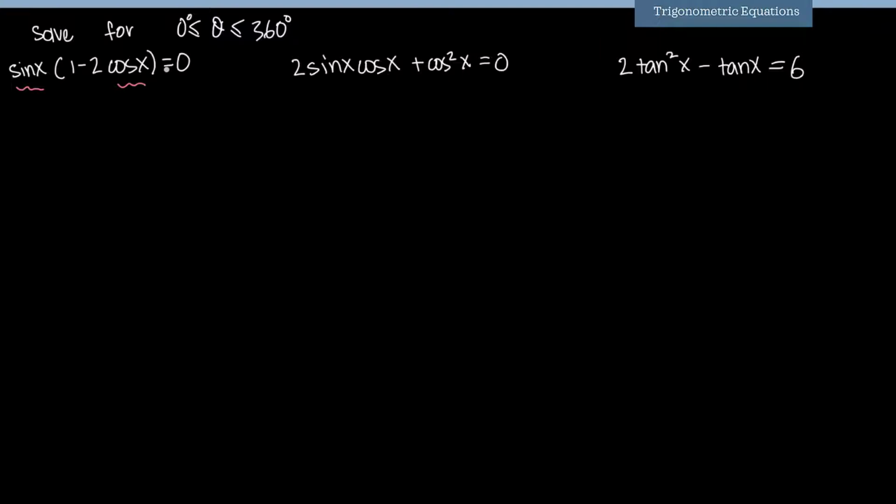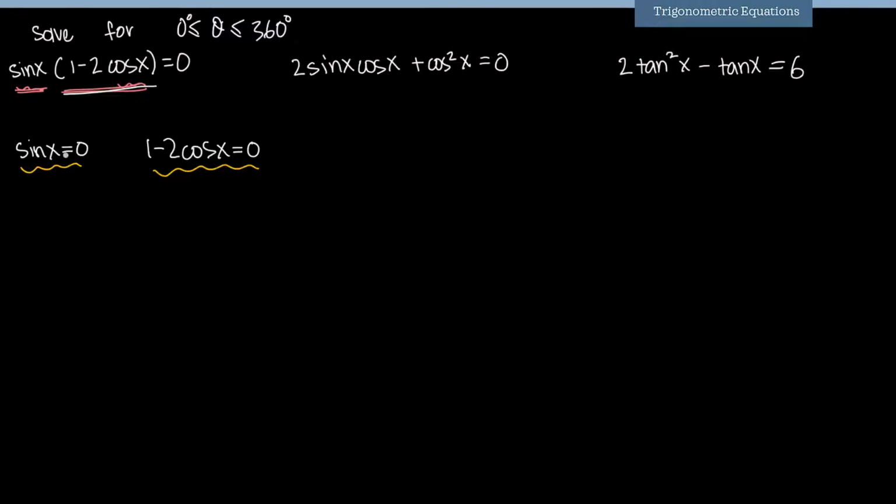Well, since these two terms are factorized, I can equate each factor to 0 like we do in algebra. So this is going to be sine x is equal to 0, and the other factor, 1 minus 2 cosine x, is also going to be equal to 0. Now I have two trigonometric equations, and I'm going to solve both separately and then combine the answers at the end to get the final answer to this question.